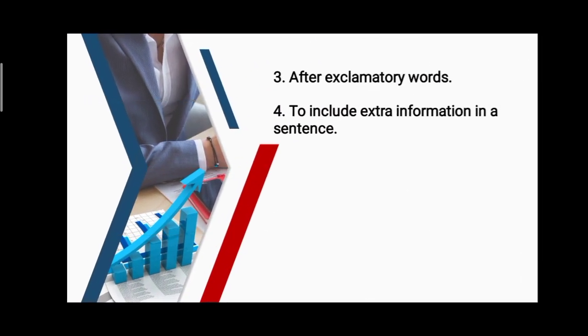So this is the fourth use of a comma, that is to include extra information in a sentence. If we include these extra words in the sentence, the meaning remains the same, but still we want to give some additional information about a sentence, and while doing so we have to put commas before that particular information. Okay, so these are the uses of commas, and we have to keep them in mind while using commas in a sentence, and it is very necessary.